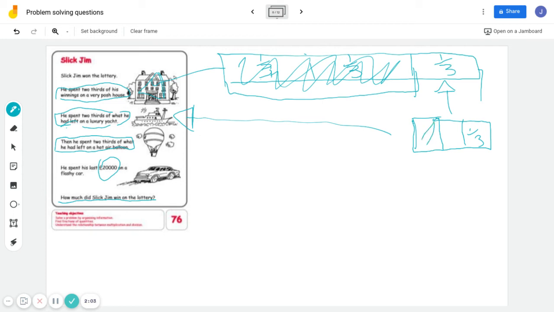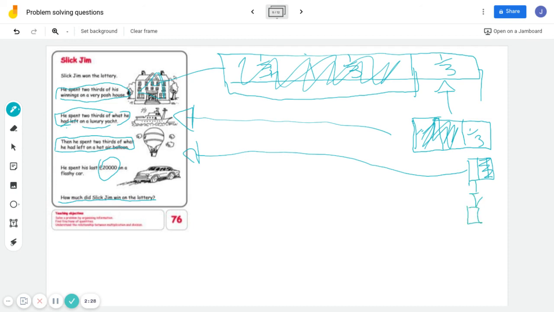He took 2 of those, and he spent 1 of them on the boat. And then we take this one, and we see he divided this one into thirds as well, and he spent 2 of those thirds on the hot air balloon. So what he had left behind is this little sliver over here.